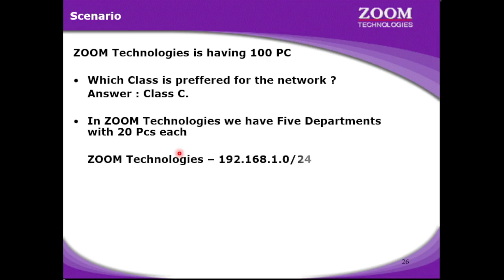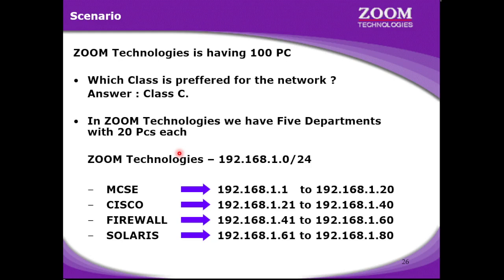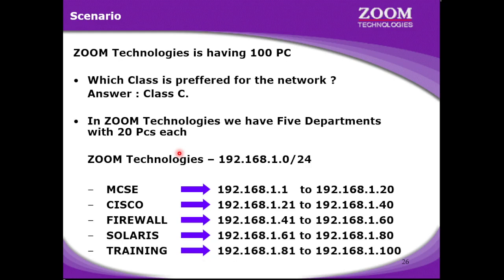So unang, ito po yung IP address natin. Zoom Technologies, 192.168.1.0/24. So meron tayong MCSE which is 192.168.1.1 hanggang .20. Cisco Department 1.21 hanggang .40. Firewall Department .41 hanggang .60. Solaris Department .61 hanggang .80. No? And Training Department is 1.81 hanggang 1.100.